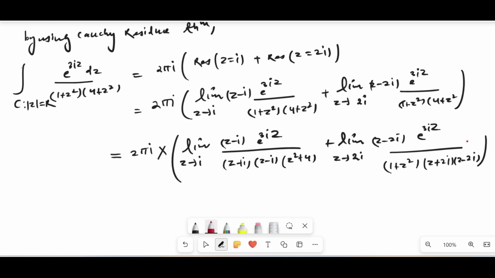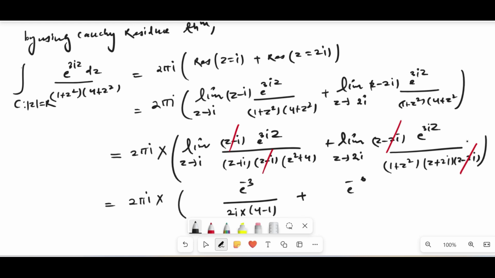So now the factor (z minus i) gets cancelled out, and the factor (z minus 2i) gets cancelled out, and after substituting the limit here, it will give negative 3 over 2i and i square, that is negative 1, plus e to the power of negative 6 over 1 minus 4 multiplied by 4i.